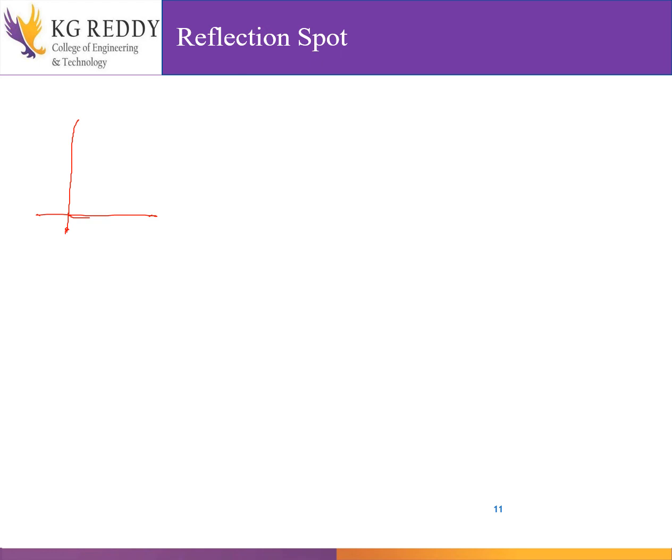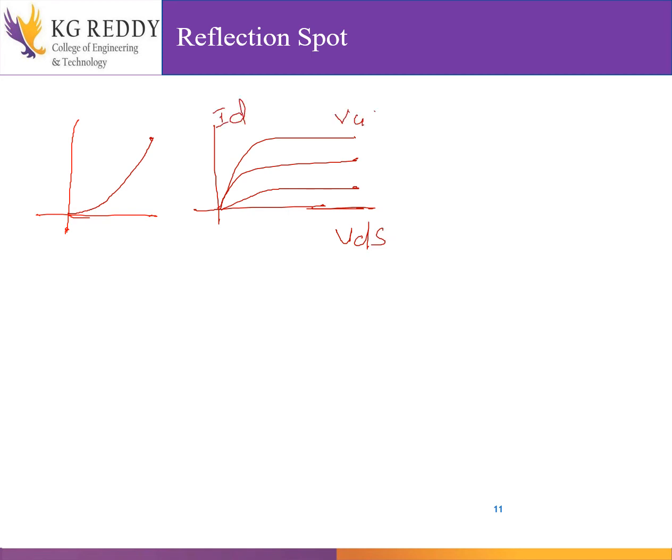As we say, these are the input characteristics, and these are the output characteristics, right? Something like this, where this is VDS, this is ID, and this is VGS. This is VGS equal to 1 volt, VGS equal to 2 volt, and VGS equal to 3 volt, and so on.